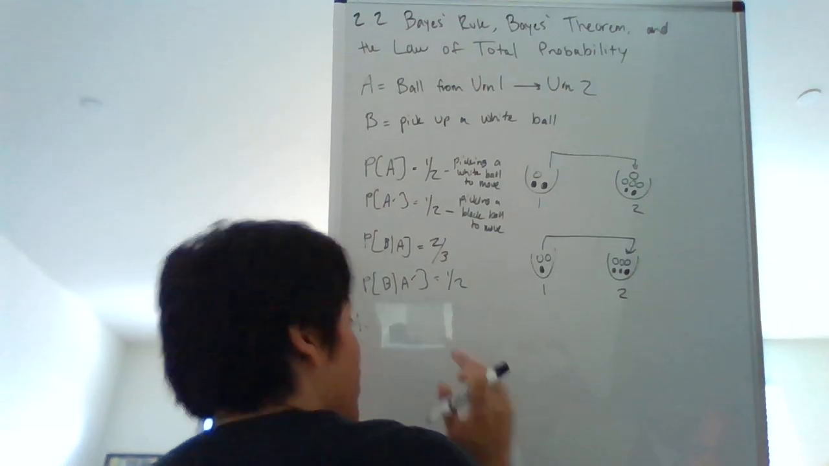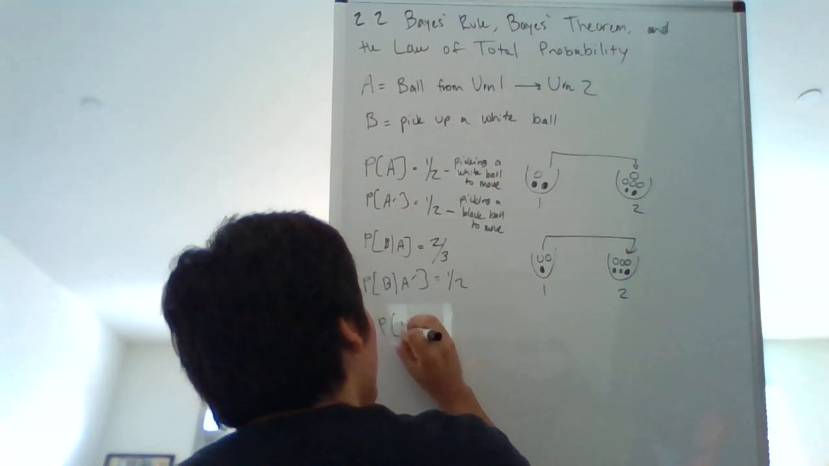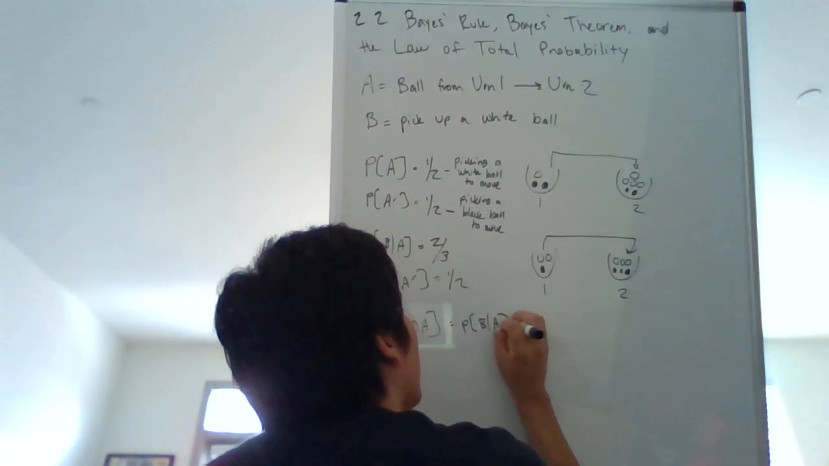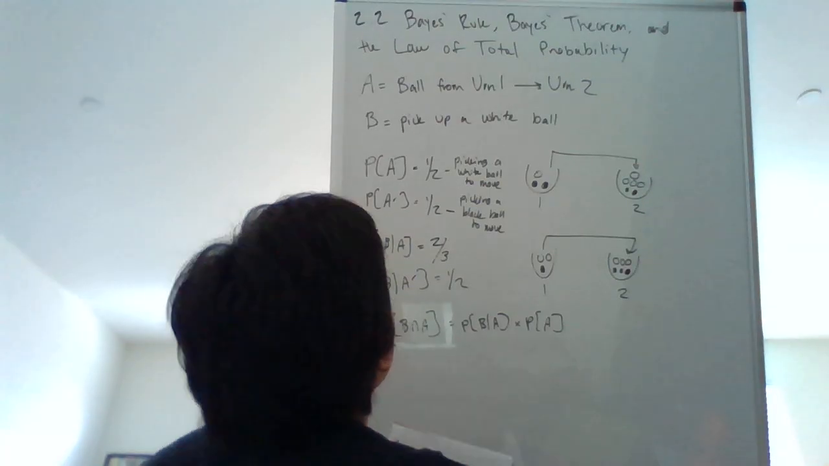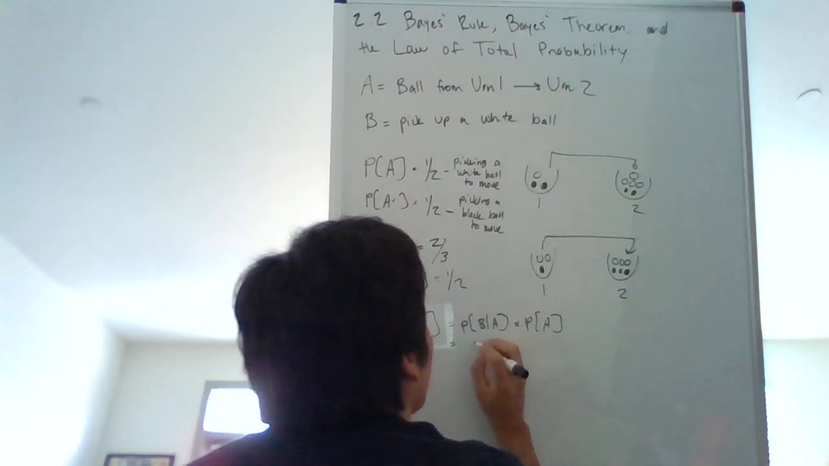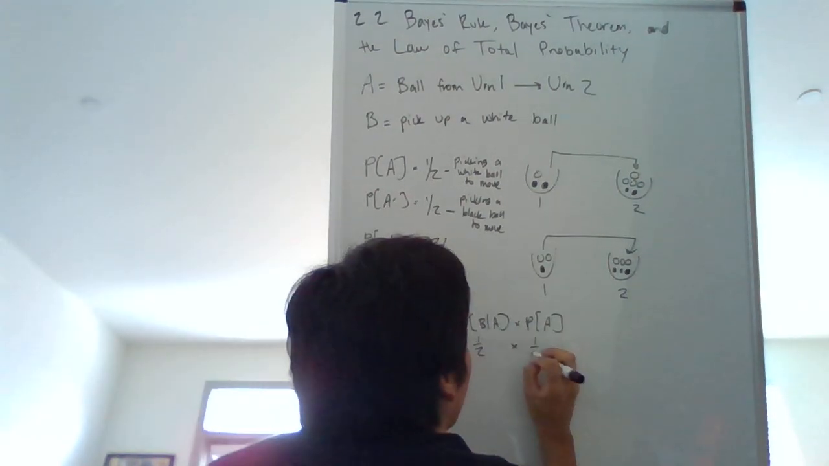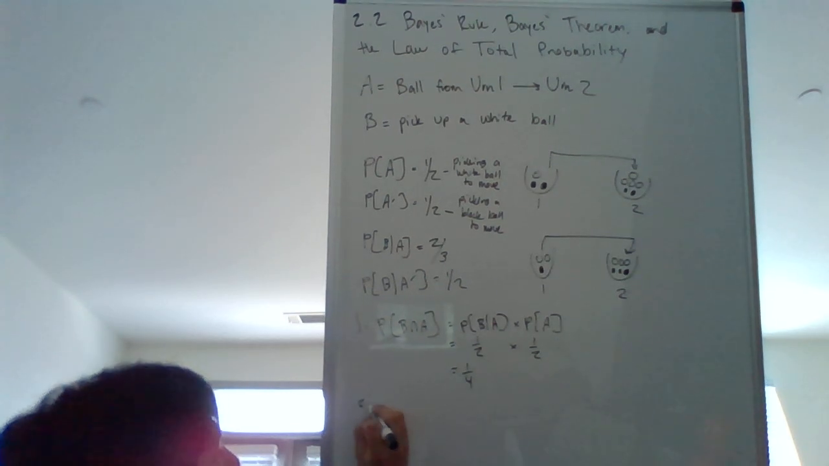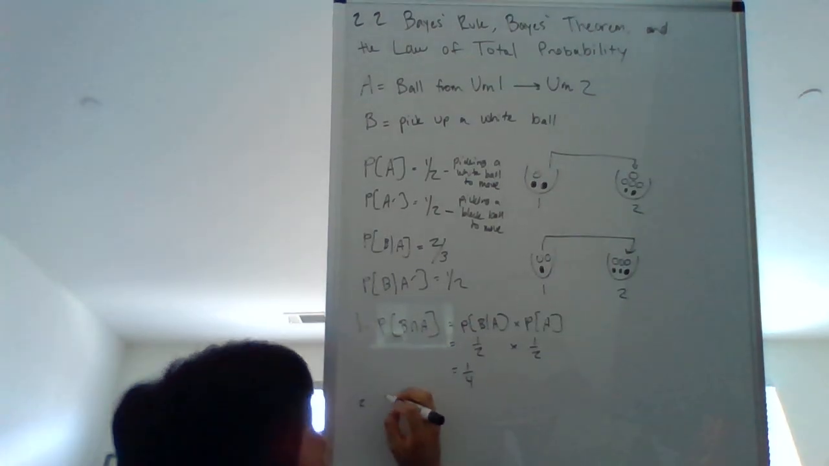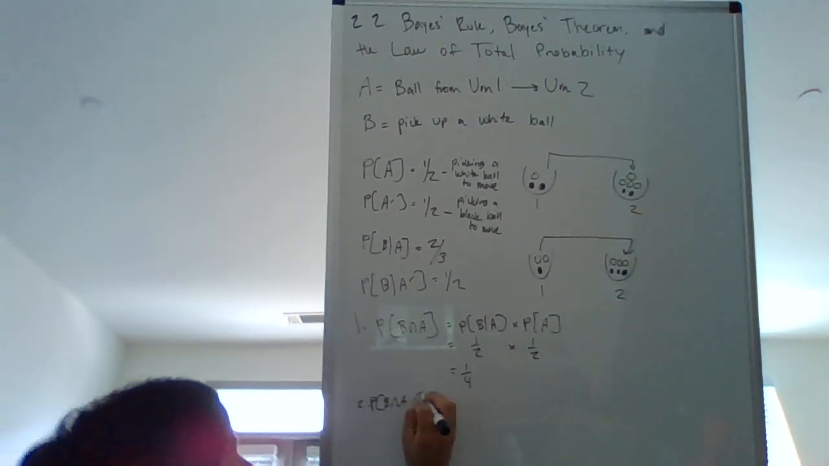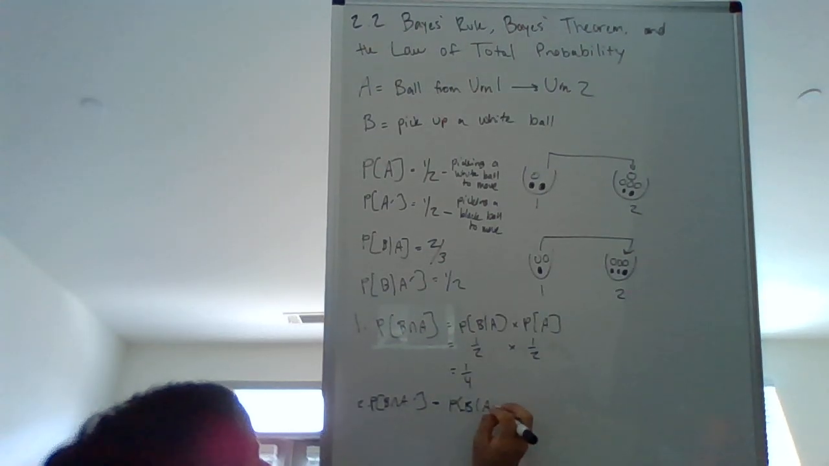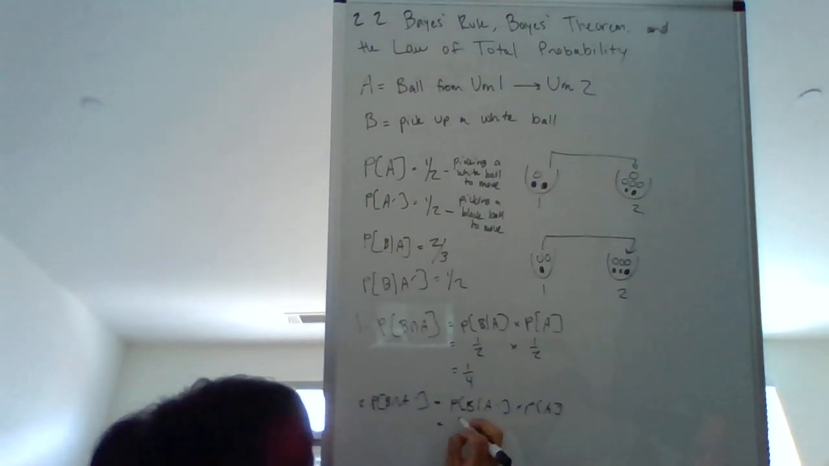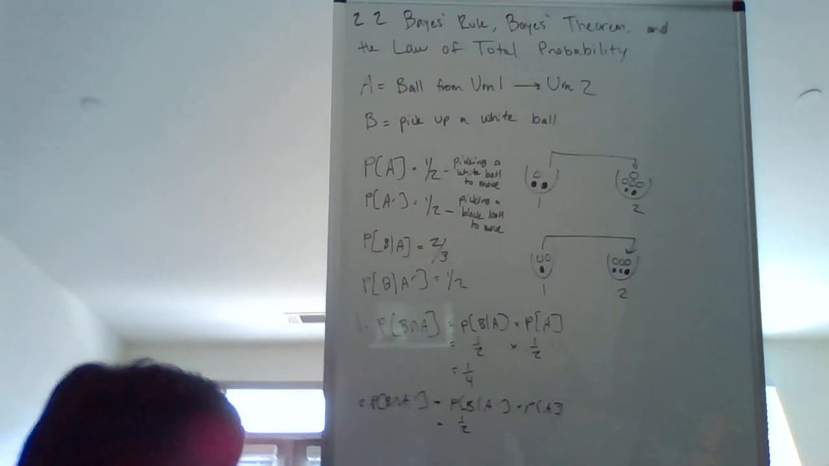Okay, so step 1 for real this time is we have to find the probability of B intersect A, and this is equal to the probability of B given A times the probability of A. Then we have to find the probability of B intersect A complement, which is the probability of B given A complement times the probability of A complement.